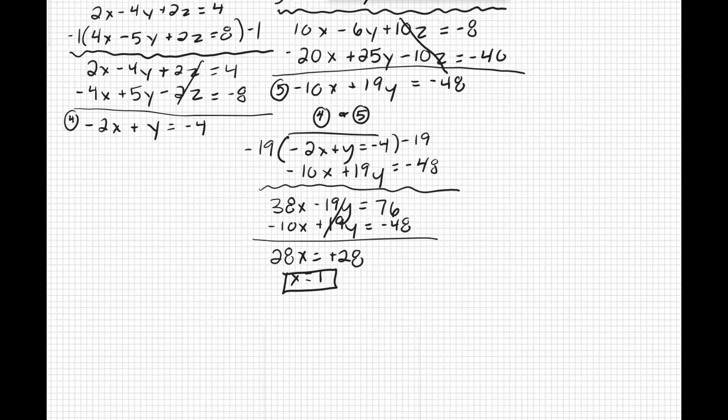I'm going to take that, plug into either equation 4 or 5. Doesn't matter which one. I think equation number 4 looks a little bit easier. And I know my x value is 1, so we have negative 2 times 1 plus my unknown y value equaling negative 4. We have negative 2 plus y equaling negative 4. And then we get y equals, adding 2 to both sides, negative 2.